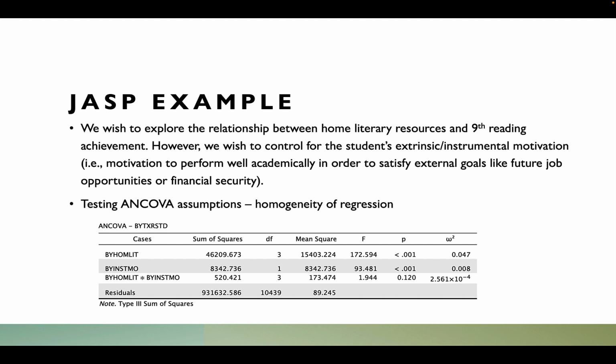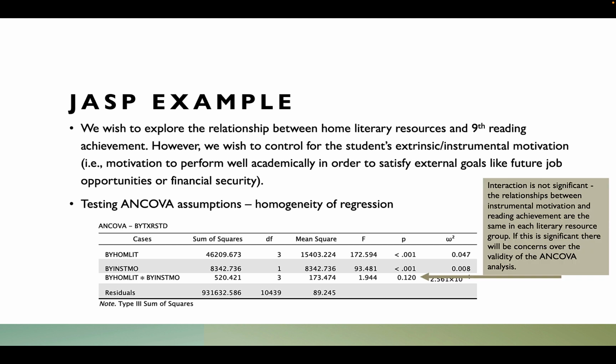And what we're looking at is the p-value. We want that p-value to not be significant, because if there is no interaction, then we can make the assumption that we have those parallel lines across groups, or homogeneity of regression. So here we see a p-value of 0.12. So the interaction is not significant. The relationships between instrumental motivation and reading achievement are the same in each literary resource group. If this is significant, then there'll be concerns over the validity of the ANCOVA analysis.